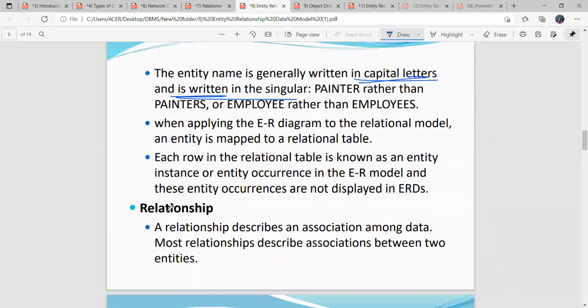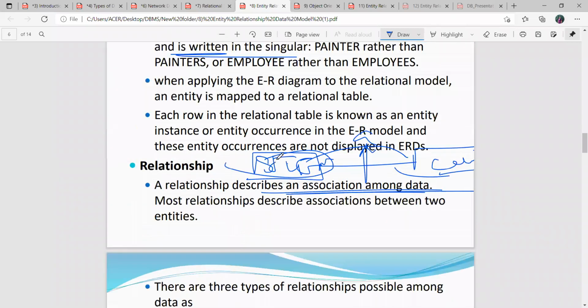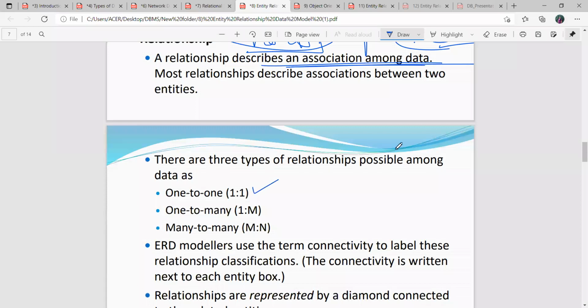Then let's discuss relationships. A relationship describes the association among the data, that is, the relationship between two entities. In our first case, there is students, and there is another entity, course. The association between these two entities is known as the relationship. There are three types of relationship: one-to-one, one-to-many, and many-to-many. Let's discuss these three in detail.